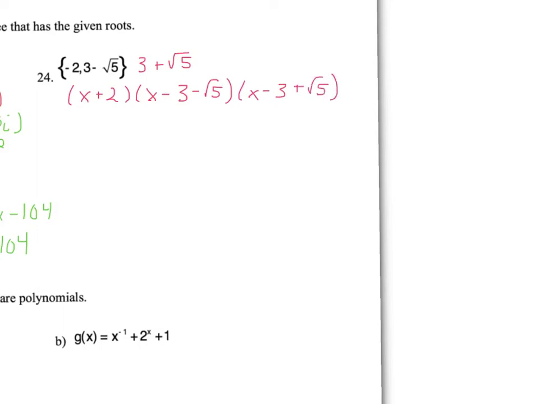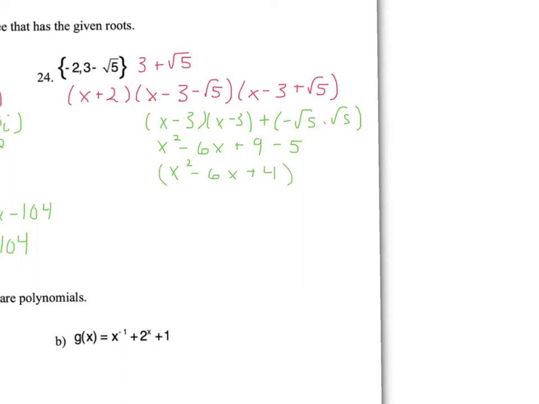And the same trick that we used in 23 will also work in this one. So we will first FOIL x minus 3 times x minus 3 together, and then add negative root 5 times positive root 5. And that will be x squared minus 6x plus 9. And then negative root 5 times a positive root 5 is just a negative 5. So we get x squared minus 6x plus 4.